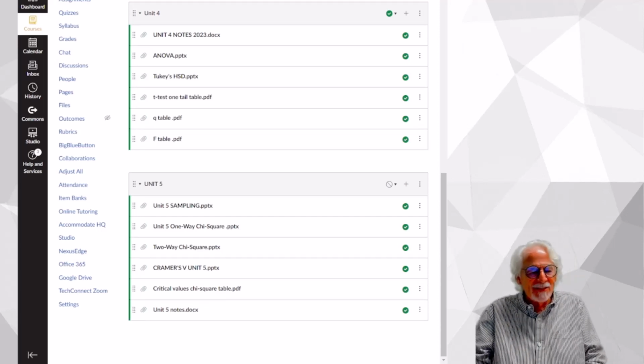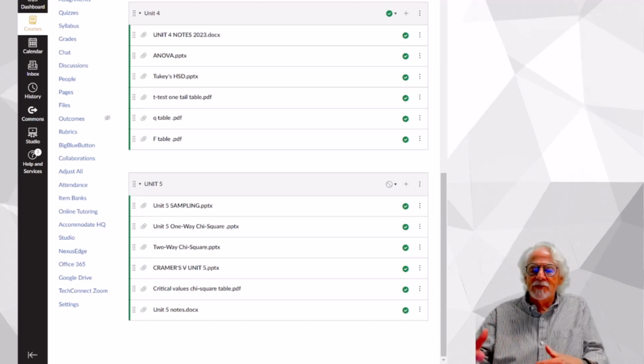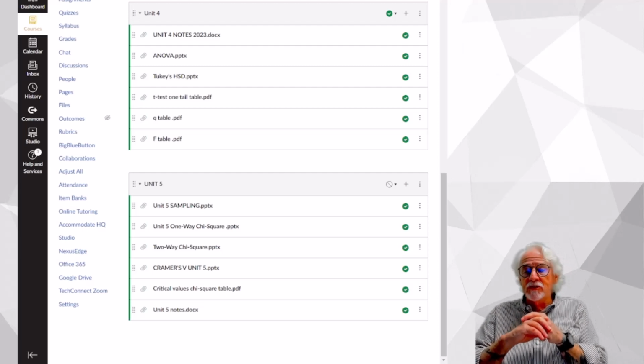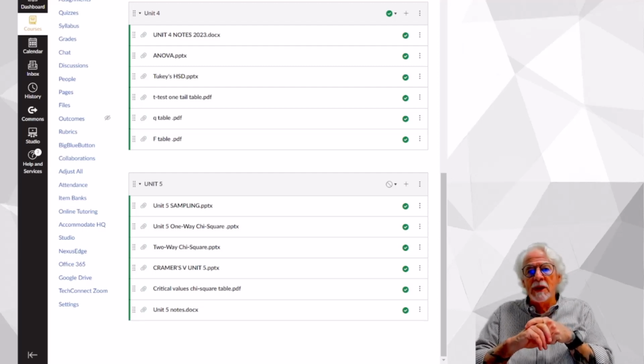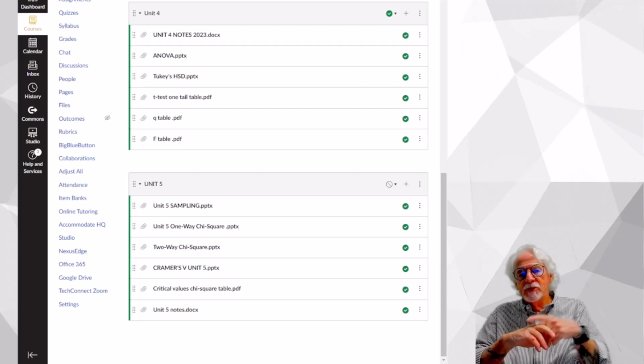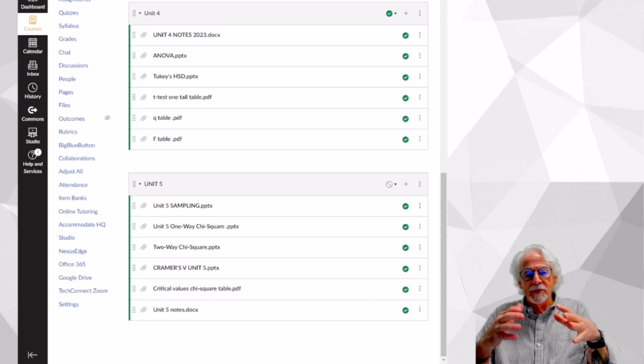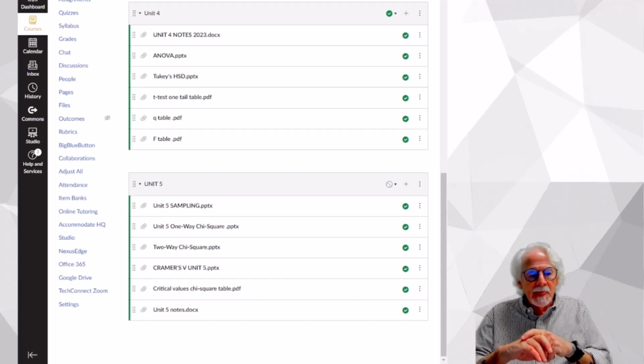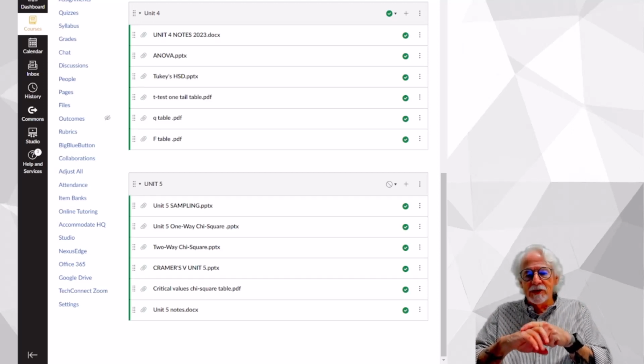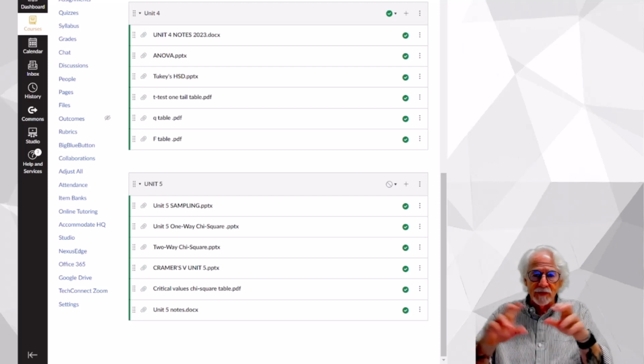So, this is Cramer's V, and just like we used Pearson's R to understand the strength of the relationships between variables, Cramer's V is to help us understand the strength of the relationship with variables using chi-square, right? So, nominal data.